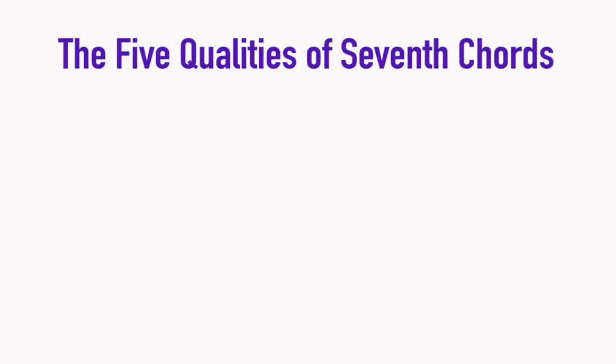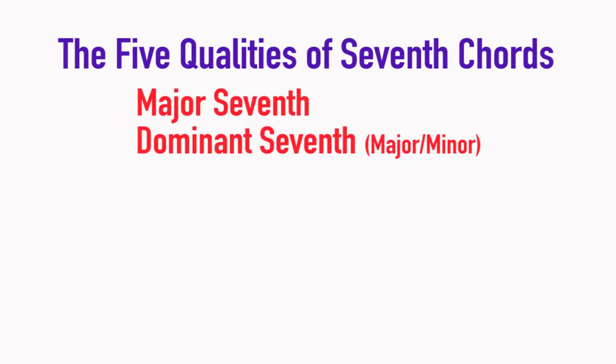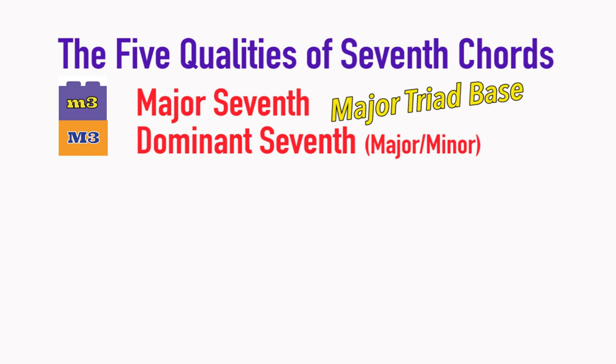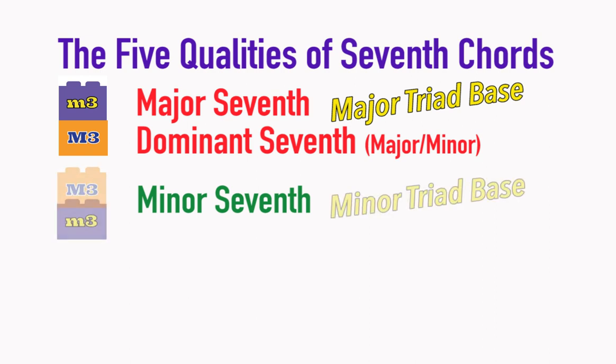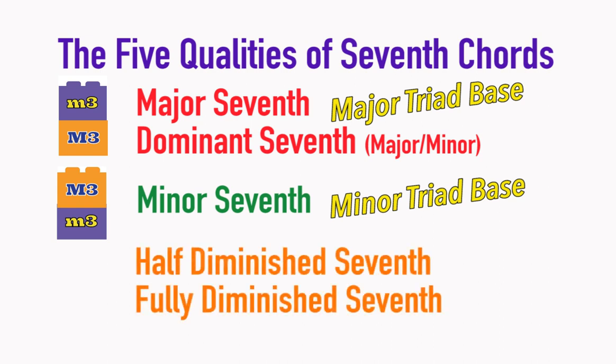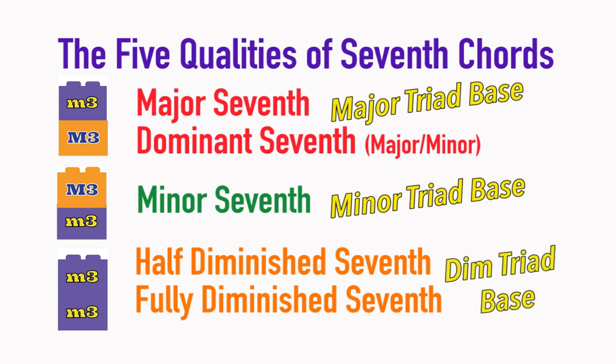It can be very helpful to memorize the 5 qualities of seventh chords, understanding what triad is at the base of each. We can break it down into 3 categories. The first, the major seventh and the dominant seventh chord, sometimes called the major minor, have the major triad as its base. The third quality, the minor seventh chord, is the only one that has a minor triad as its base. And the remaining two, the half diminished seventh and the fully diminished seventh, both have a diminished triad at its base.